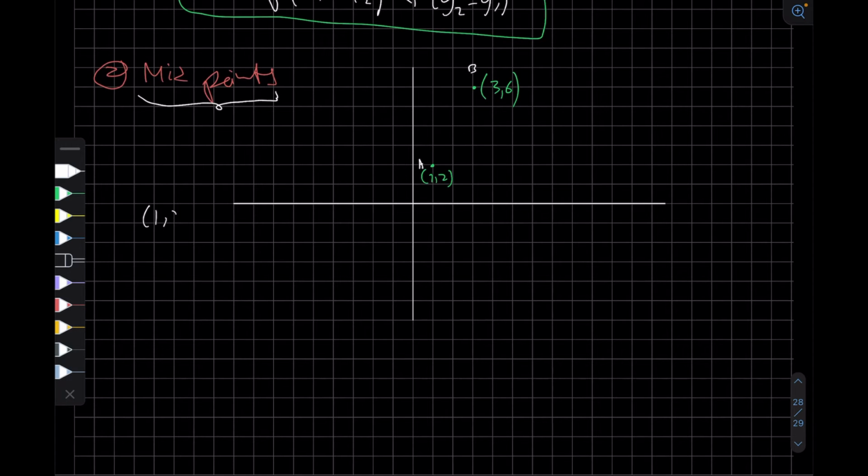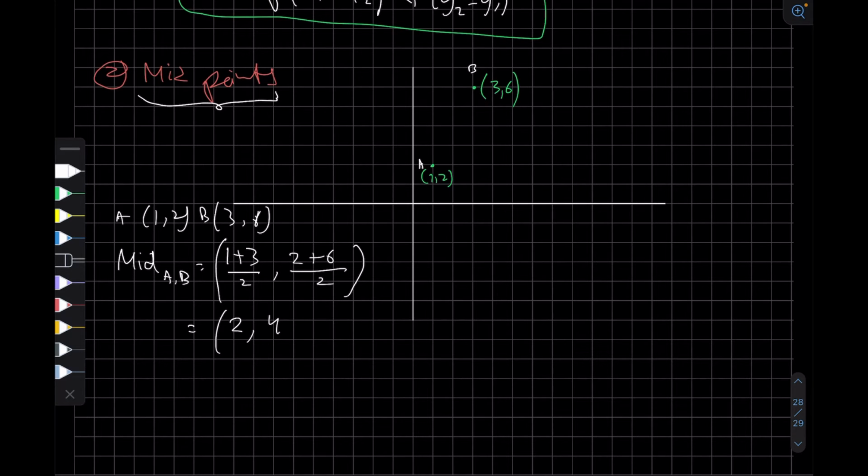So we have 1 comma 2 and we have 3 comma 6. This is A, this is B. The midpoint, I will just write mid of A and B, will be 1 plus 3 divided by 2. That's how you take average. 2 plus 6 over 2, and so we get 2 comma 4. So this point will be 2 comma 4. It will be the midpoint of it. The perks of being the midpoint is that the distance from here to here is equal to the distance from here to here.